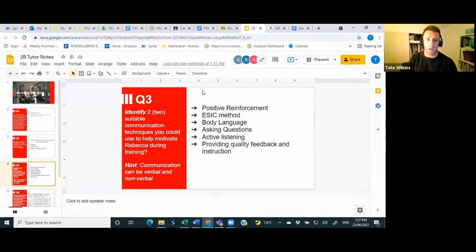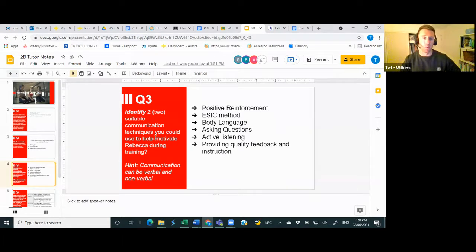So for Rebecca, we've just got to identify. It doesn't say identify and explain, it just wants you to identify. So you can pretty much just choose. I put down examples there. Choose two that you think would be best to motivate Rebecca, or two that you find personally. I'll talk about some of them.